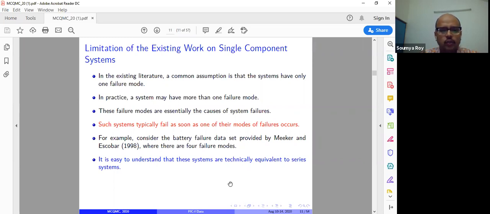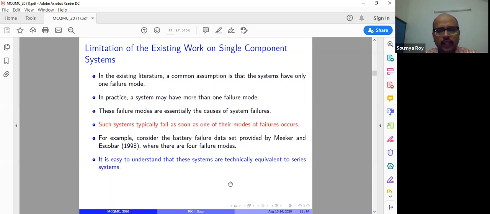In practice, though, the systems may have more than one failure mode, right? And typically, such systems fail as soon as one of these failure modes occurs. So these systems, sometimes in literature, are also known as series systems. There are a lot of examples of such systems in the reliability literature. For example, Meeker and Escobar have provided one battery failure dataset where there are 4 failure modes.